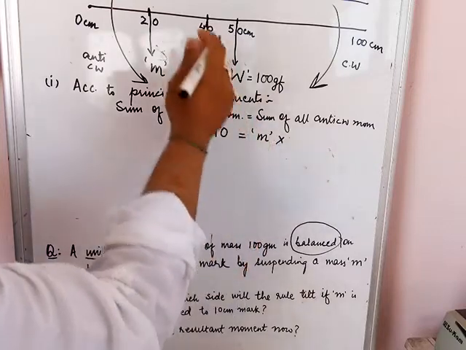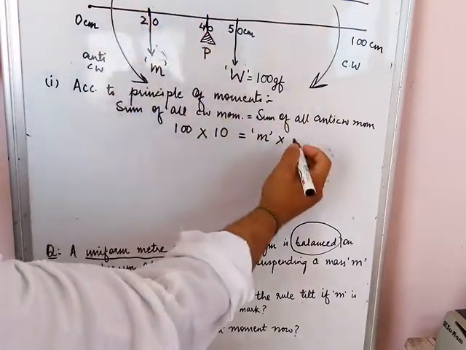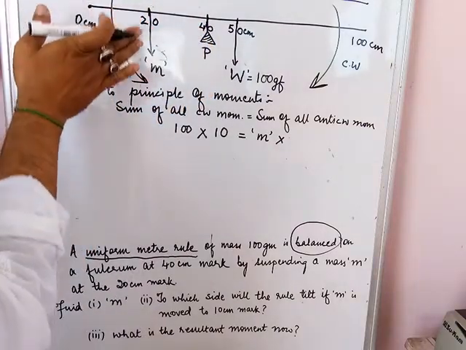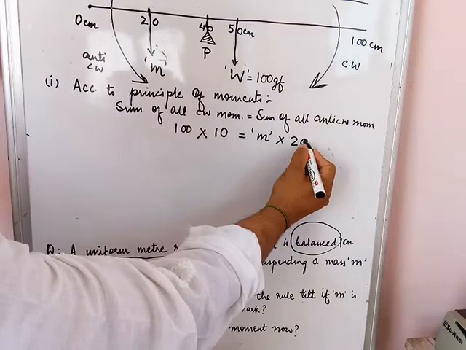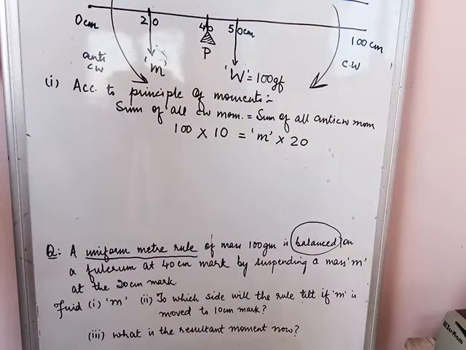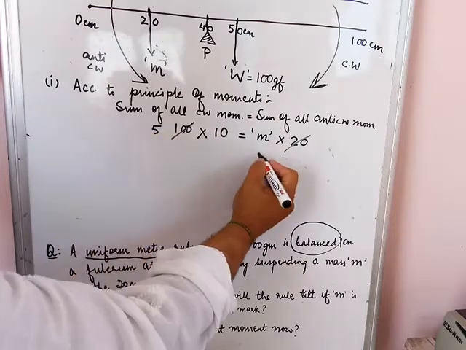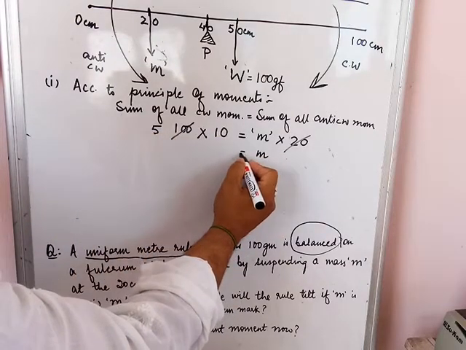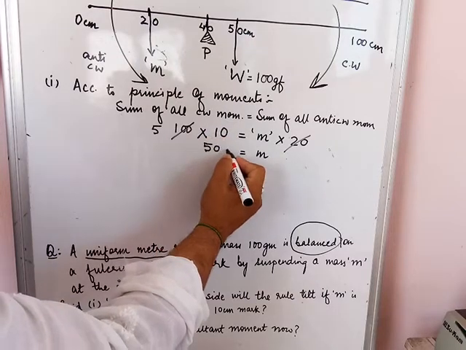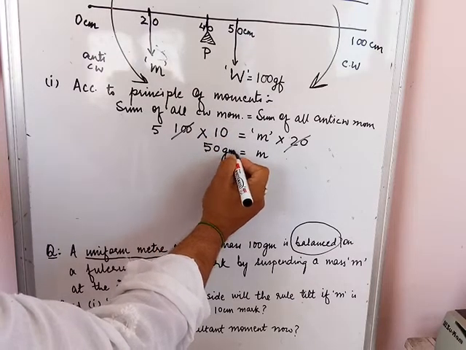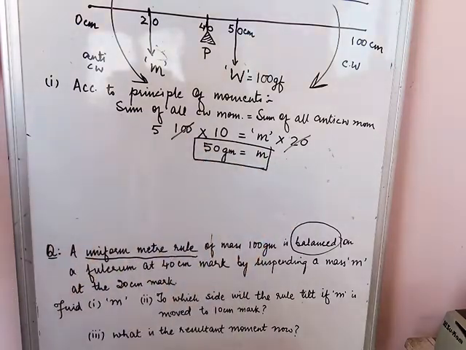m grams multiplied by the perpendicular distance. Your force is acting at 20 and the pivot is at 40, so this is going to be a distance of 20. So 20 m is 100 times 10, and your mass becomes 5 into 10, which is going to be 50 grams. Okay, mass is going to be 50 grams.